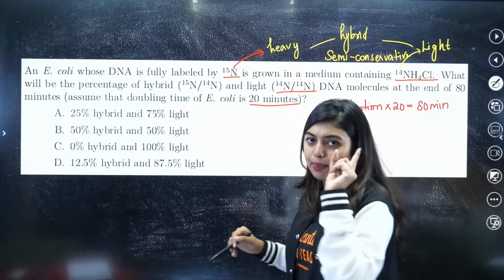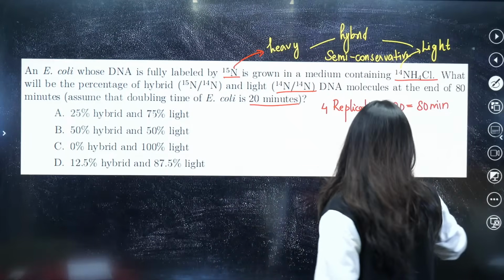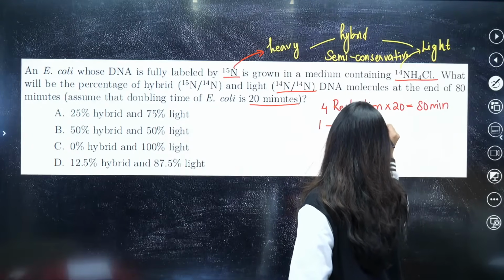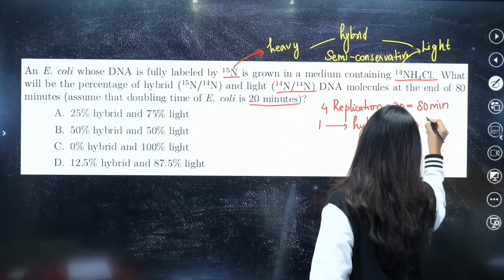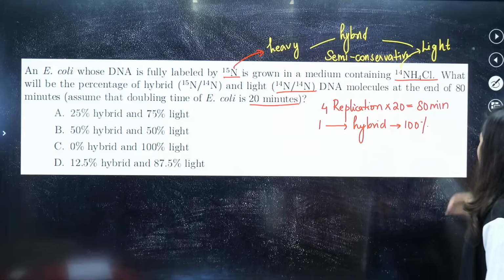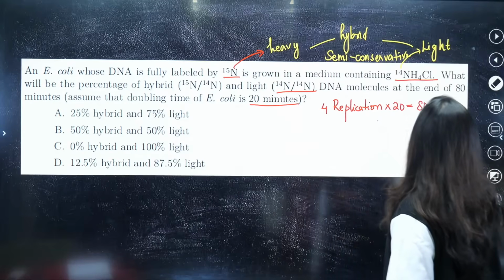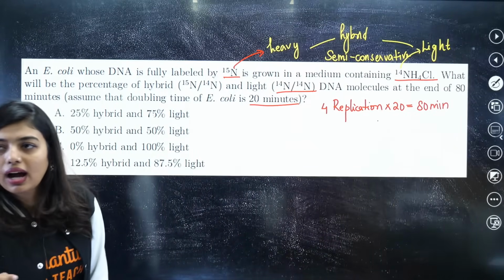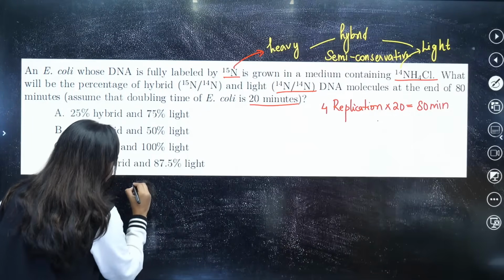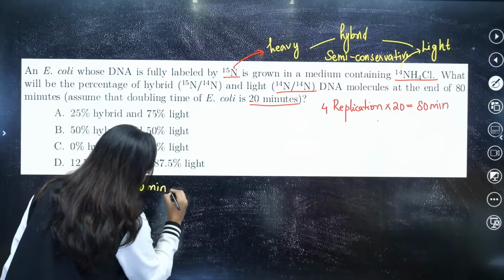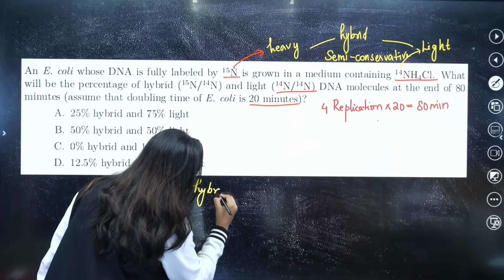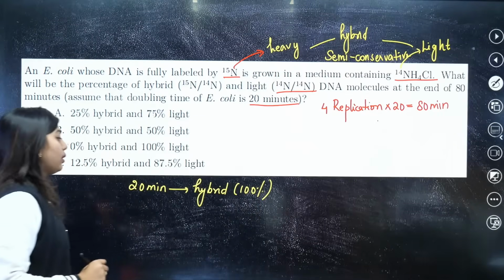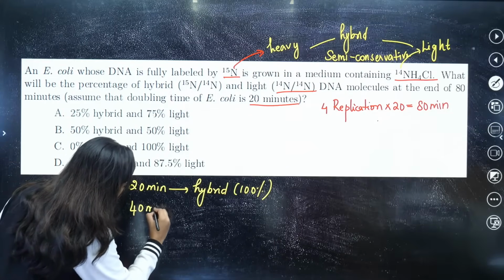Now, in my first replication, I will get full hybrid. That is 100% hybrid. Let's write it here. Are you all ready to solve this? Look here, in the first 20 minutes, you'll only get hybrid. That is full 100%. In the second one, what will happen? At 40 minutes, can you try telling what you will get?